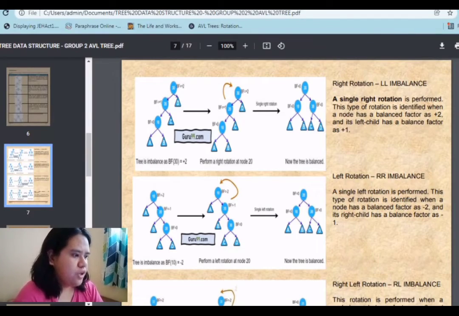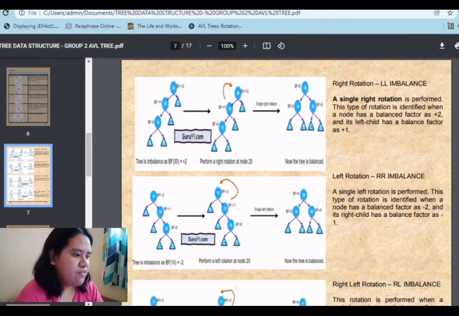So, in the next part, we're going to identify where the imbalance occurs, and from that, we can identify what rotation to use. In the illustration above, we are given a tree which is imbalanced as the balance factor of 30 is equal to positive 2. So we can understand that a single right rotation is performed here, since this type of rotation is identified when a node has a balance factor of positive 2 and its left child has a balance factor of positive 1. We're going to rotate the node 20 as followed by the arrow.